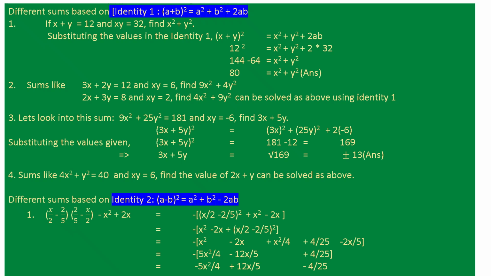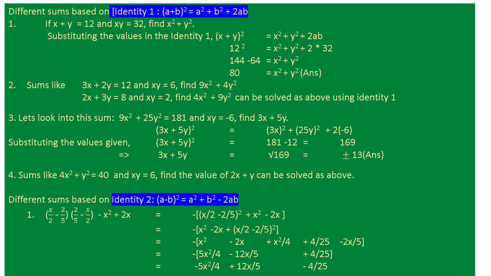Now let's look into these problems and find out how to identify which identity will work out. If you look into this particular sum, it has an addition and a product: x plus y is given to be 12 and xy is equal to 32. The very first identity which should come to the mind is a plus b the whole squared, which is identity 1. So just replace with the given values and very easily we can get the resultant.